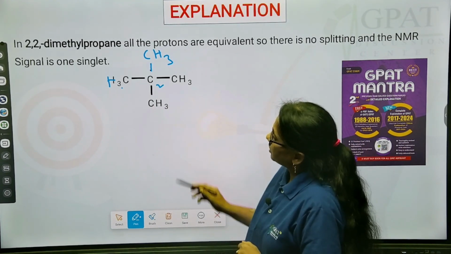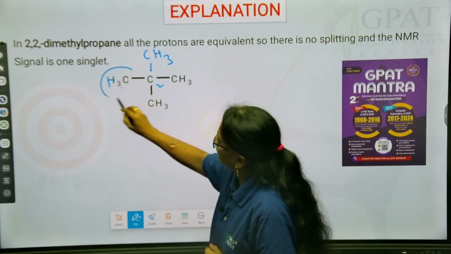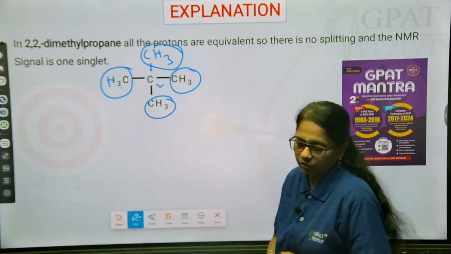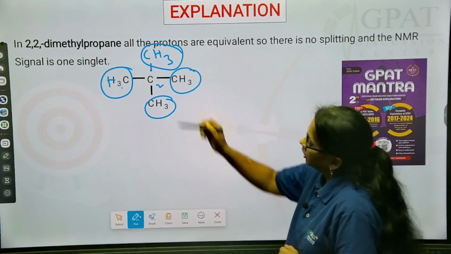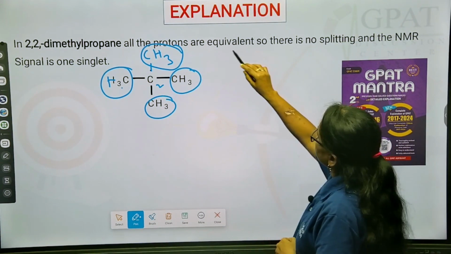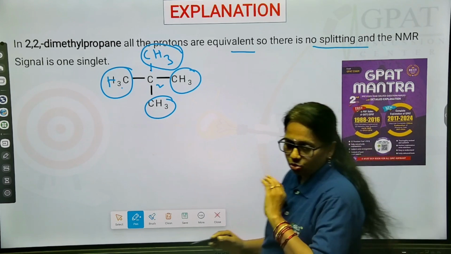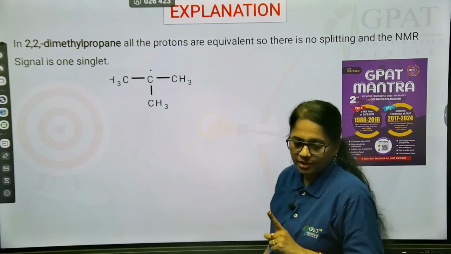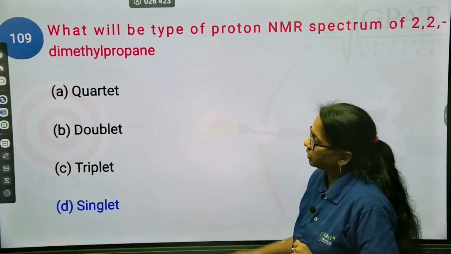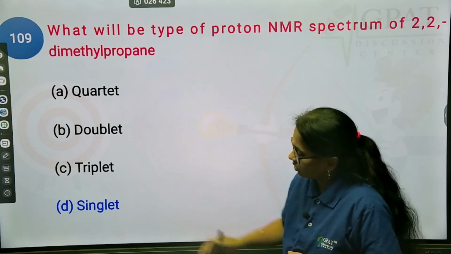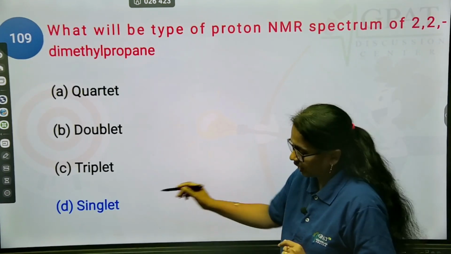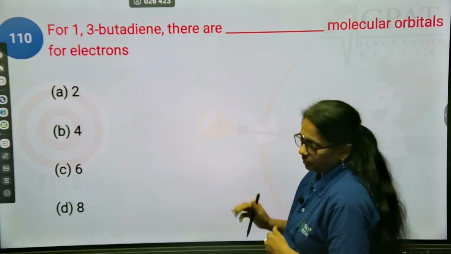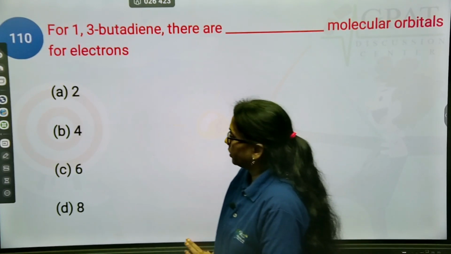So if you observe, all the methyl groups are having the equivalent protons. So in 2,2-dimethyl propane, the protons are equivalent, so there is no splitting, and NMR signal only one singlet you are going to observe. Okay, so in the options also they have given D, singlet, so that is the right answer. So very simple, that means if you understand the structure, then it will be very simple.